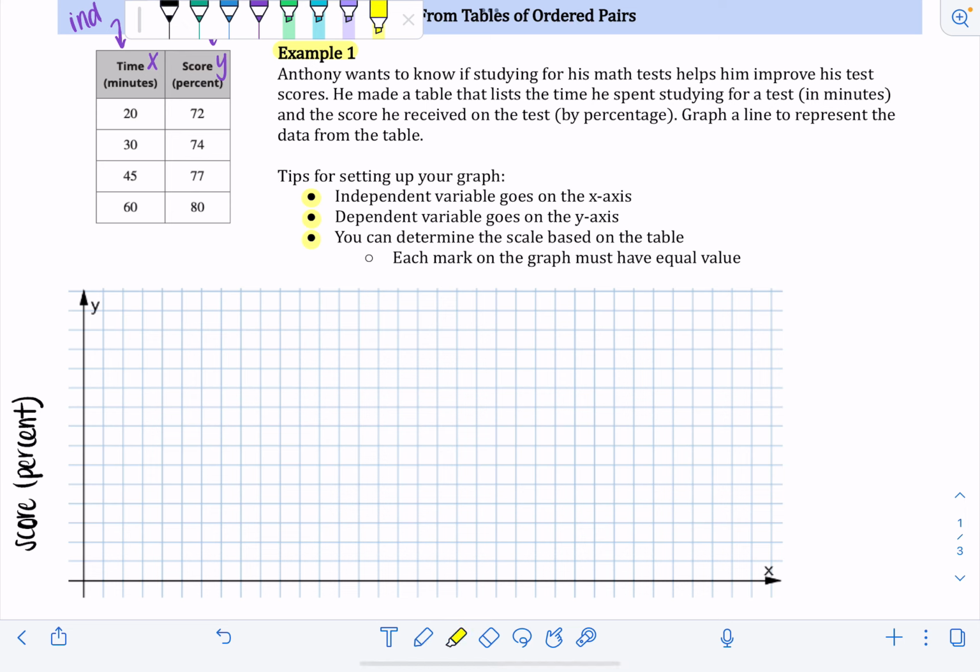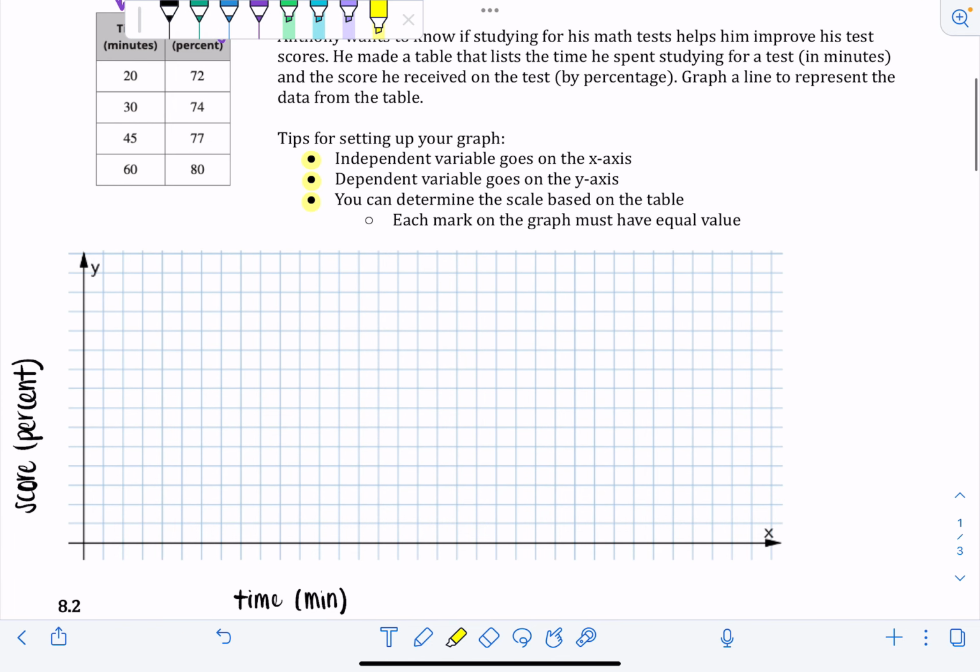And then for the third bullet point, you can determine the scale based on the table. So we don't want to just go ahead and start scaling this without looking at the values on the table, because, for example, if I just said, okay, this is 1, 2, 3, 4, and so on, I'm probably not going to make it all the way up to 60. And that's at least what I need to go up to get all my points on. I actually need to go higher to get an extension on my line. So I don't want to scale it by ones, but it looks like if I scale this graph by fives, I should have plenty of space. I'm going to go ahead and scale it by fives, at least on the x-axis.